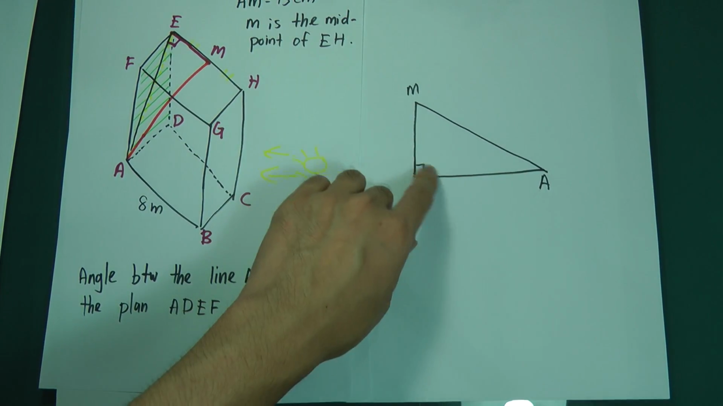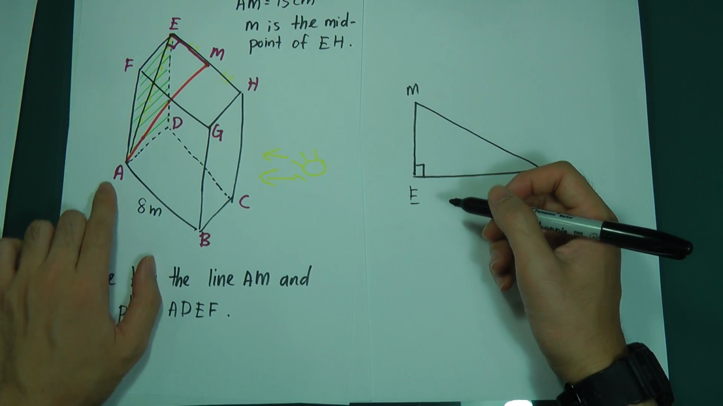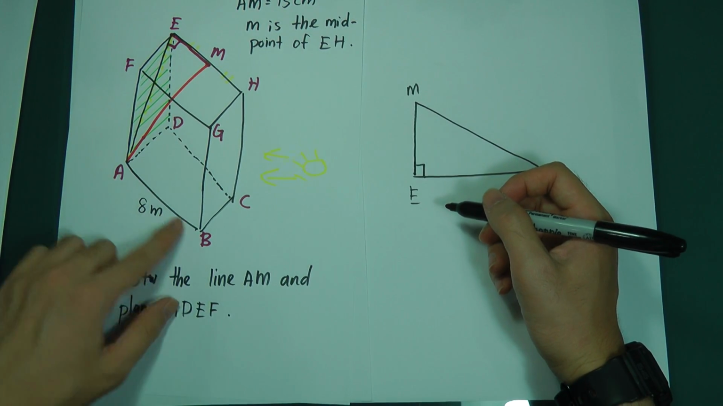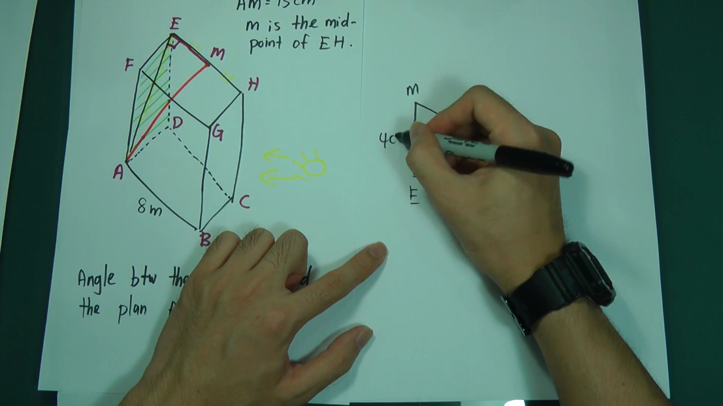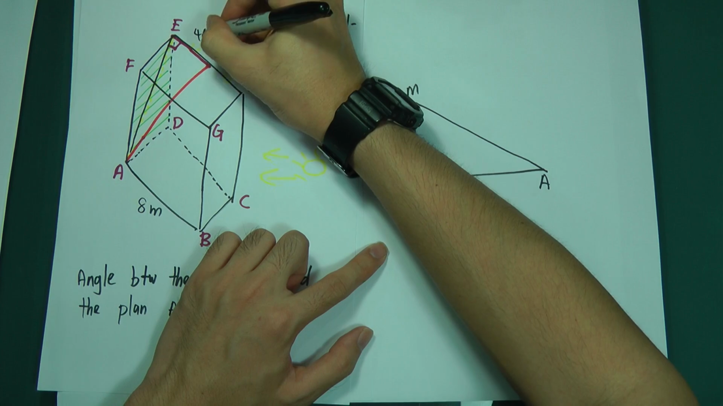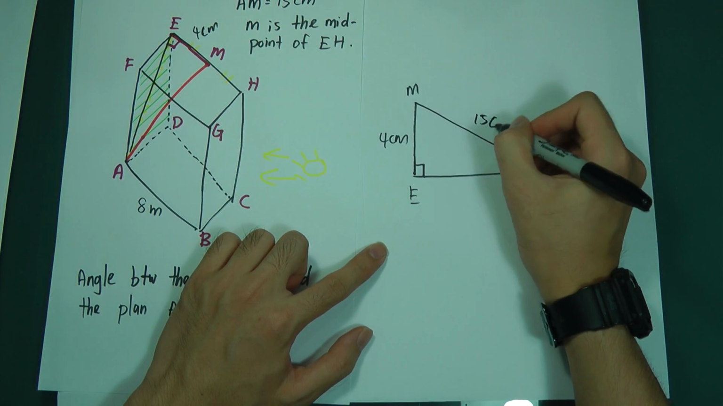Then you will have a triangle like this, and you will have some information as well. This one is the midpoint. The straight line over here is 8 centimeter, so half means here is 4 centimeter. And then it tells us the line AM is 15 cm.